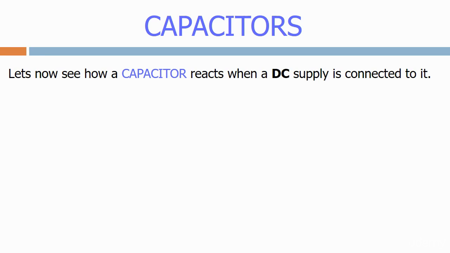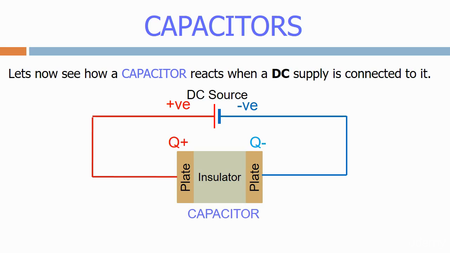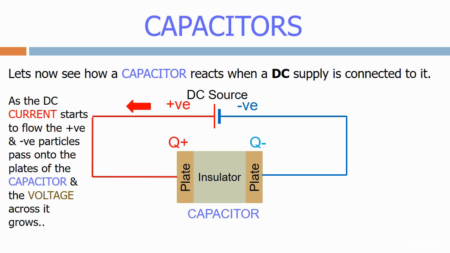Let's now see how a capacitor reacts when a DC supply is connected to it. Here we have a DC source with a positive and negative terminal, and a capacitor with 2 plates with an insulator in the middle. The Q plus and Q minus represent the charge on the capacitor. As the DC current starts to flow, the positive and negative particles pass on to the plates of the capacitor, and the voltage across it grows.